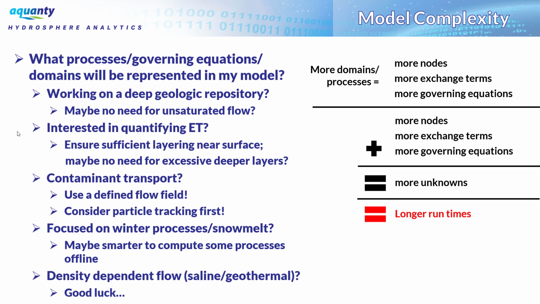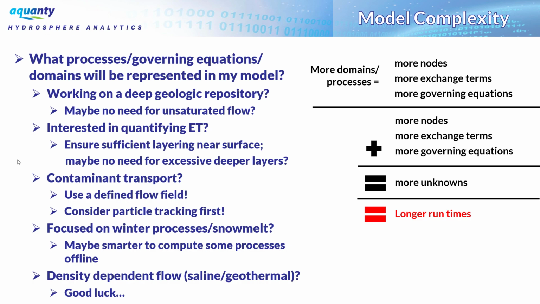If we're running a contaminant transport model, maybe we can use a defined flow field. This is something we'll talk about a little bit later on, but essentially it means the flow solution is predetermined, and we simply overlay the solute transport solution on top of that defined flow field. Or also, if you're running contaminant transport, maybe you just use particle tracking first, right? You don't need to run a full solute transport for every iteration of the model.